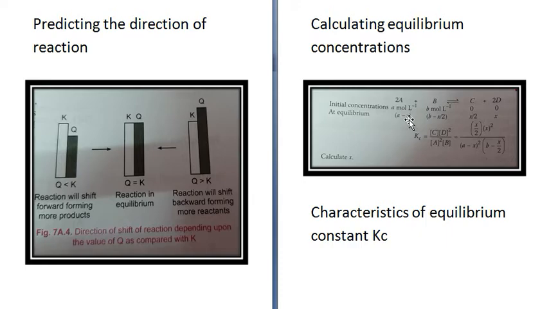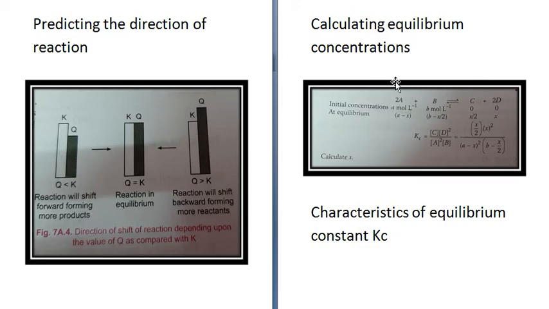At equilibrium, suppose X amount of A has been used, so the concentration becomes A minus X, and the concentration of B becomes B minus X upon 2. Why? Because A was twice in number, 2A, and over here it was only B. So if X of A was used, only half of it, half of the concentration, will be used of B. C will be formed as X upon 2, and because this is 2D, X amount of D will be formed.